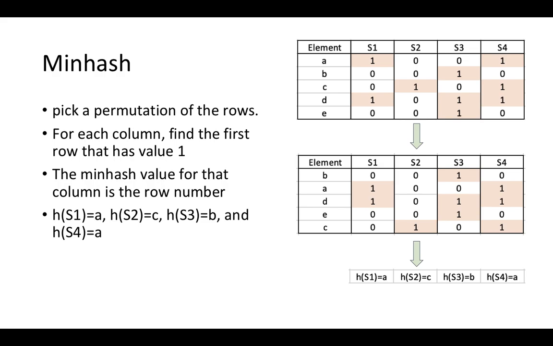Although it is not physically possible to permute very large characteristic matrices, the minhash function h implicitly reorders the rows of the matrix. In the permuted matrix, we can read off the values of h by scanning from the top until we come to a 1. Thus, we see that the hash value of site 1 is A, and the hash value of site 2 is C. The hash value of site 3 is B, and the hash value of site 4 is A.